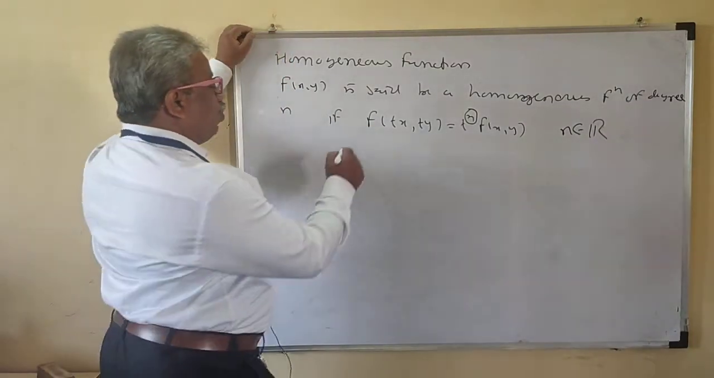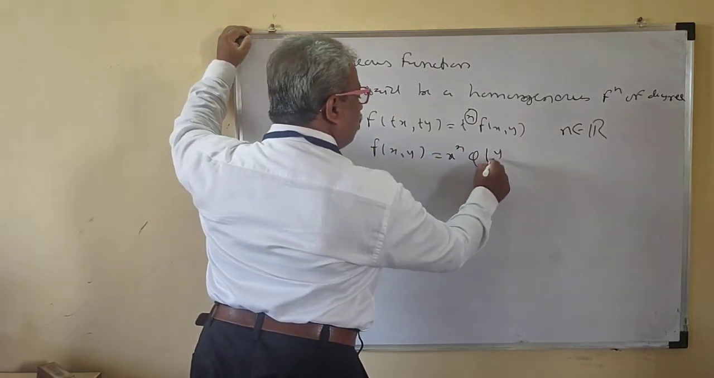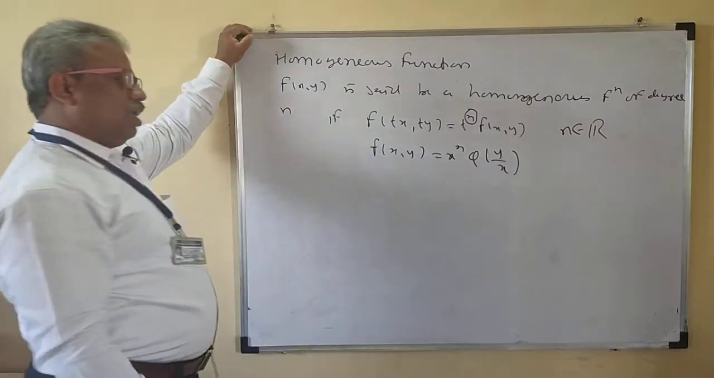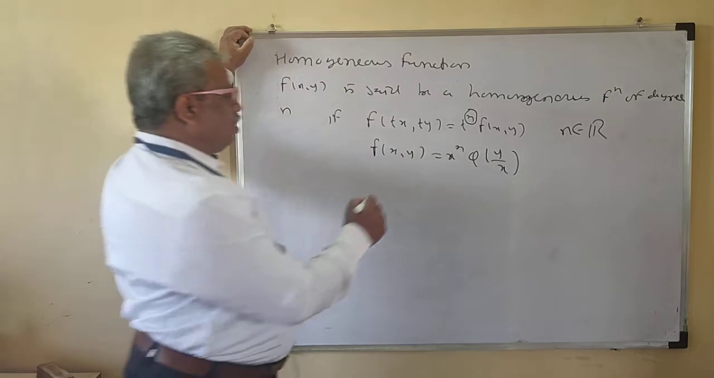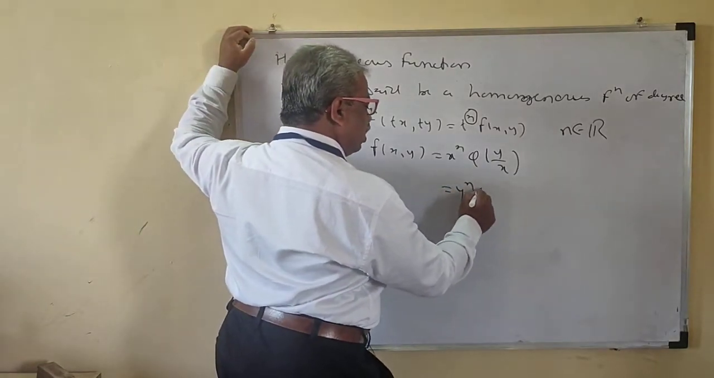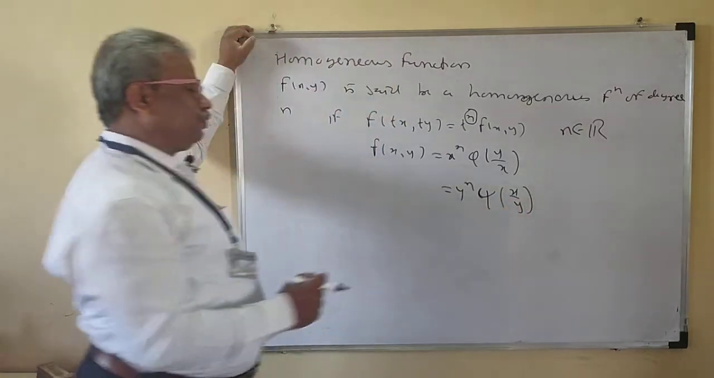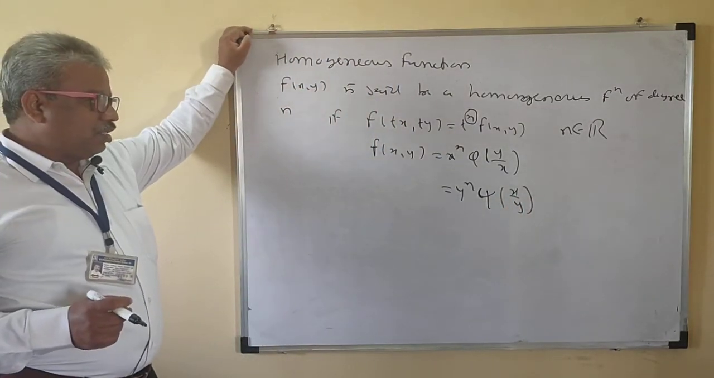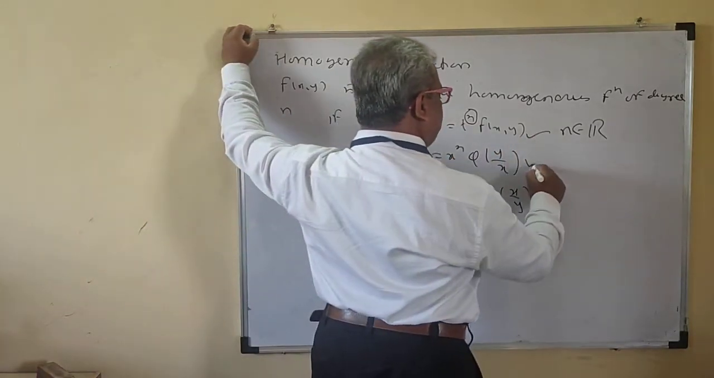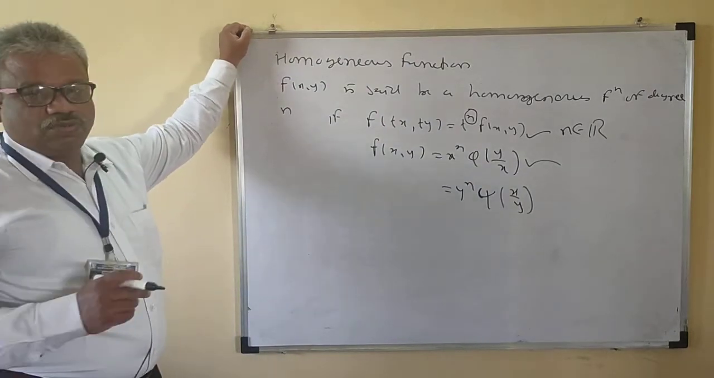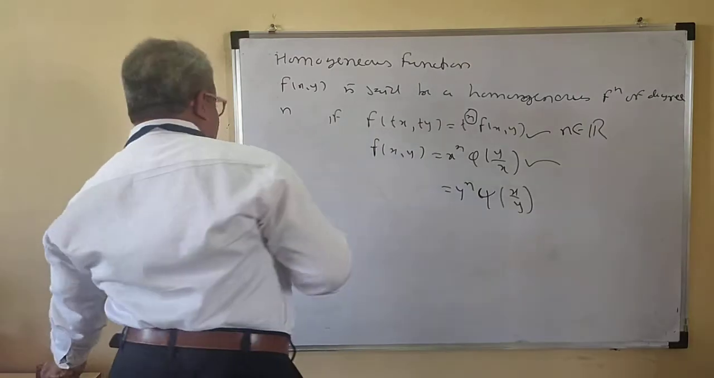Degree is very important. A function is also defined as f of x, y equal to x to the power n times phi of y by x. This is also a definition. Similarly, y to the power n times some psi of x by y is also a homogeneous function of degree n. It is better to remember these two only. So remember what is meant by a homogeneous function.